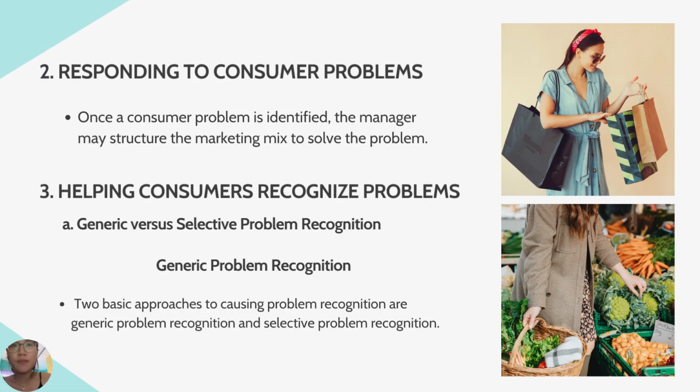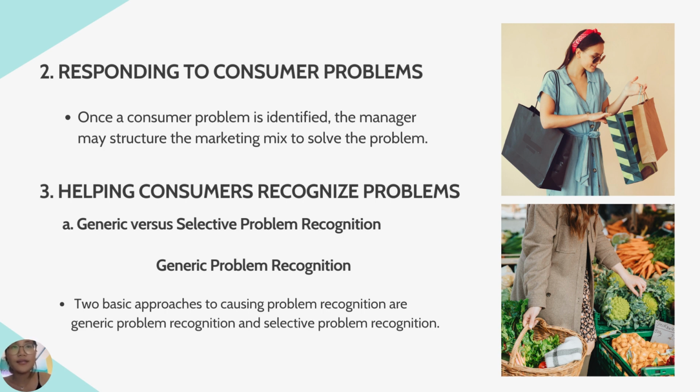Moving to the second part, which is responding to consumer problems. Once a consumer problem is identified, the manager may structure the marketing mix to solve the problem. This can involve developing a new product or altering an existing one, modifying channels of distribution, changing pricing policy, or revising advertising strategy. Each firm must be aware of which consumer problems it can solve, which consumers have these problems, and the situations in which the problems arise.